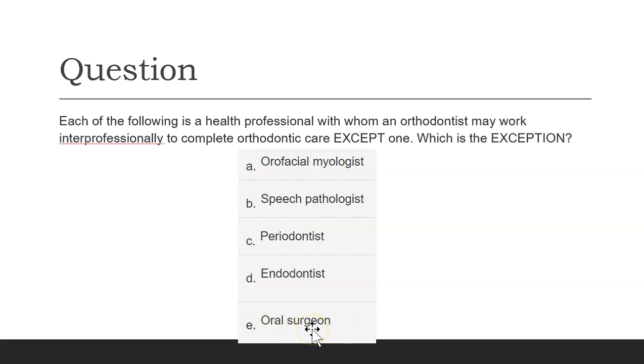And an oral surgeon can also work with the orthodontist if they need any extractions of teeth, if wisdom teeth need to be extracted, if any extraction of teeth might be needed, if someone has a crowded mouth and we need to extract teeth, oral surgeons can help with that.